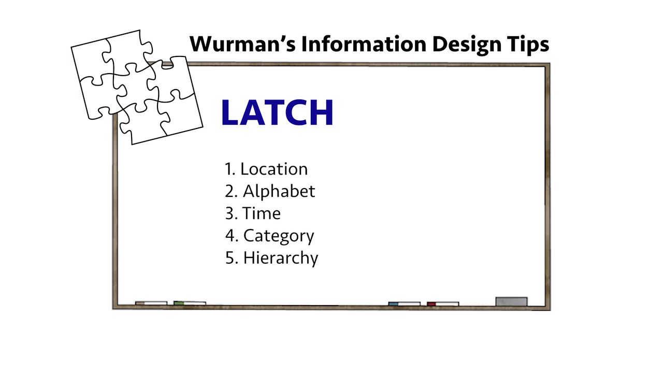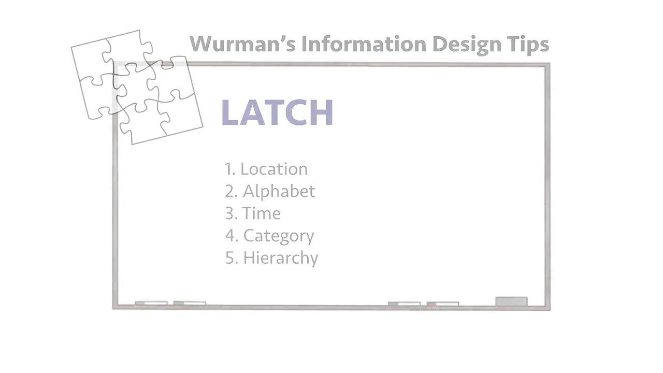A is for alphabetical, a good way of organizing information if there's no other prevailing strong organizational structure. T is for time, as in timelines, directions, or other sequential information. C is for category, as in types of information. For example, an infographic about changes in demographics might sort data first by age, then by gender, then by income. H is for hierarchy, as in tallest to shortest, most expensive to cheapest, youngest to oldest.